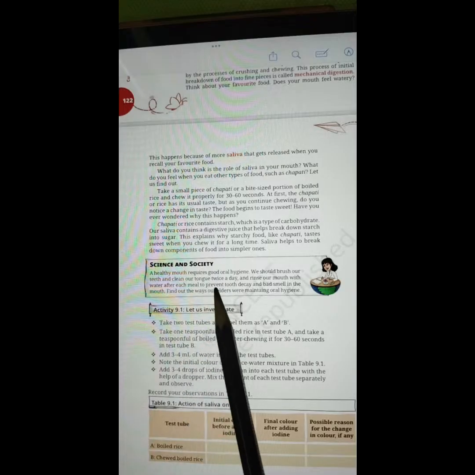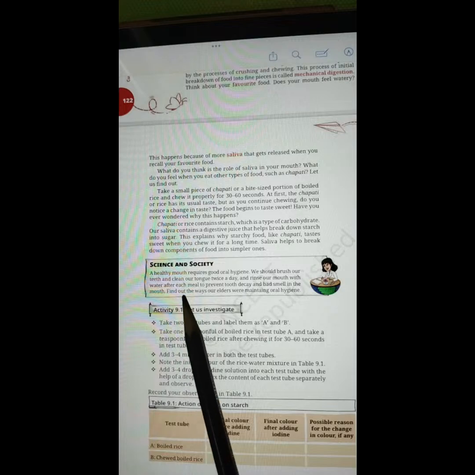Science and society. A healthy mouth requires good oral hygiene. We should brush our teeth and clean our tongue twice a day and rinse our mouth with water after each meal to prevent tooth decay and bad smell in the mouth. Find out the ways our elders were maintaining oral hygiene.